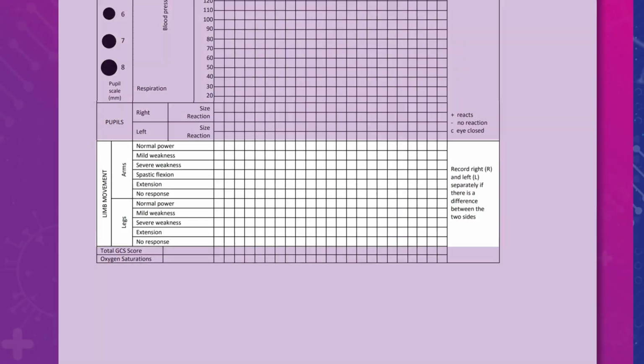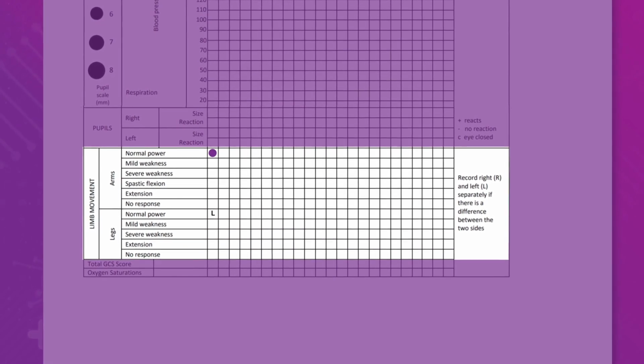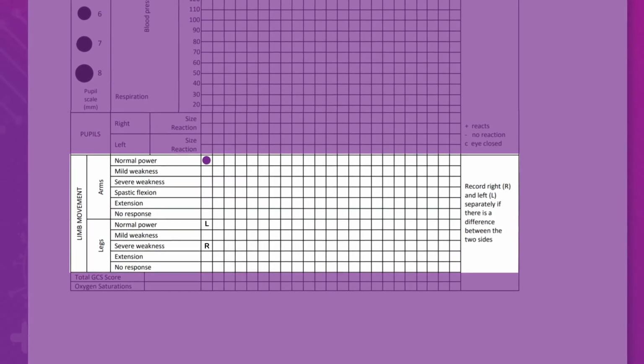You now need to record these observations on the GCS. Record arms first, then legs. If the patient has normal power on both sides, you'd put a dot next to normal power. However, if there was a difference between the left side and the right side, you would put an L in the box that reflects the power of the left side and an R in the box that reflects the power of the right. So, for example, if the patient's arms both had normal power and the left leg had normal power but the right leg had a mild weakness, you'd record it like this.